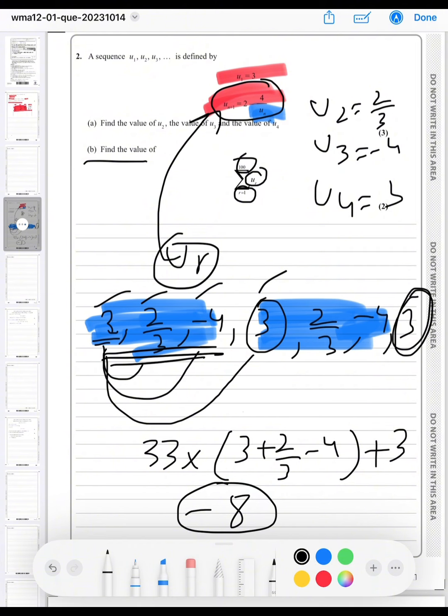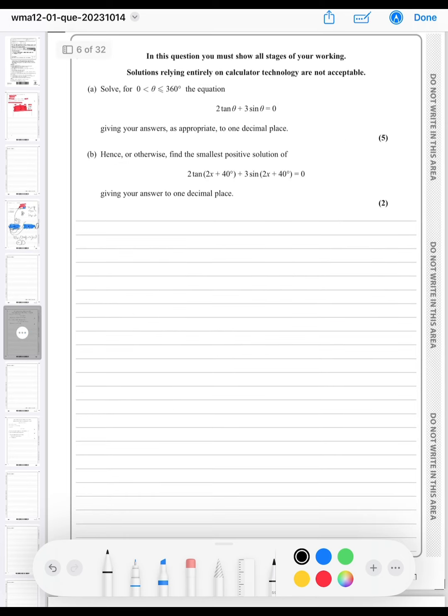Now we will move towards the next question, which is from trigonometry. In trigonometry, they are asking for the angles. In the first part, they are asking for the angles.